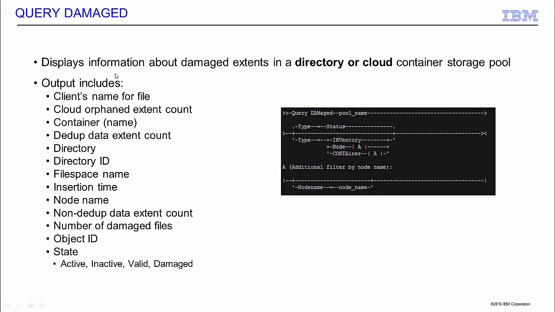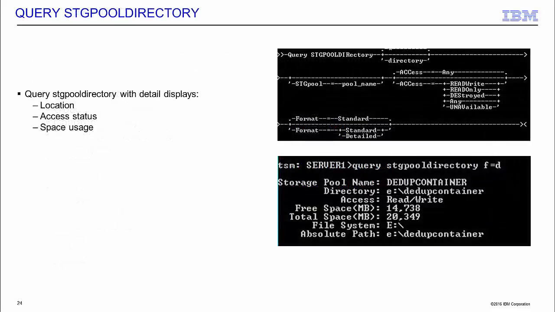The query damaged displays information about the damaged extents that were found during that audit. And this would include things like the client's name, directory, file spaces, node names, etc. And I'll talk here in a minute about how you would actually repair those damaged files if we do find some. The query storage pool directory will show you the directories that are assigned to a directory container and what their status is, if they were read-only or destroyed.